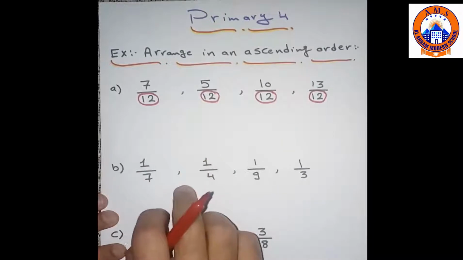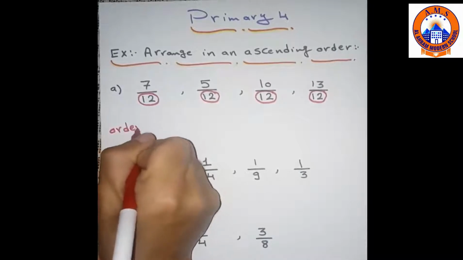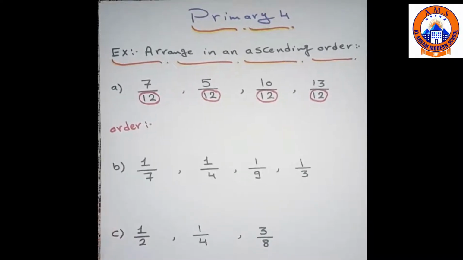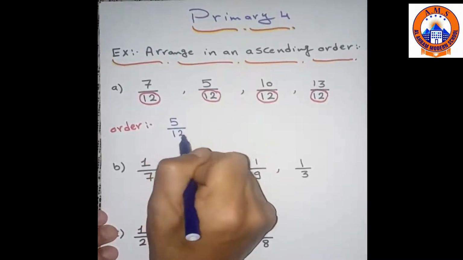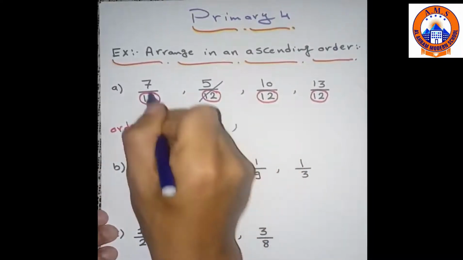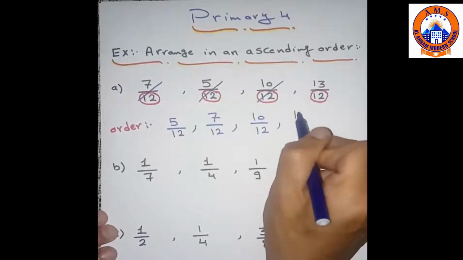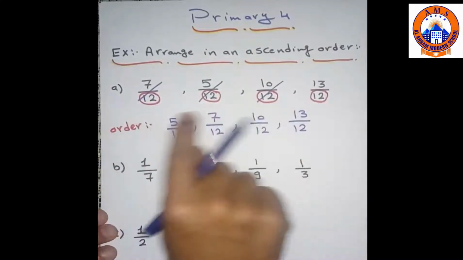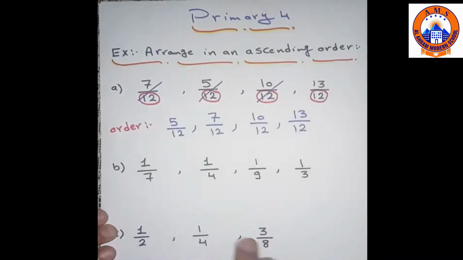So in the first two types, you can arrange the fractions directly, so the order will be by arranging these fractions from the smallest to the greatest. I will start with the smallest one, which is 5/12. Then 7/12. Then 10/12. And the last one is 13/12. So if you have fractions with the same denominator, you just gonna arrange them from the smallest to the greatest according to the value of each fraction.